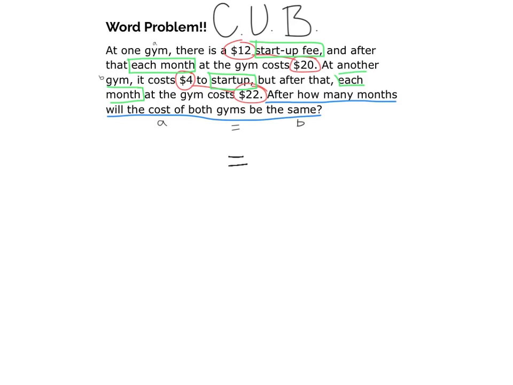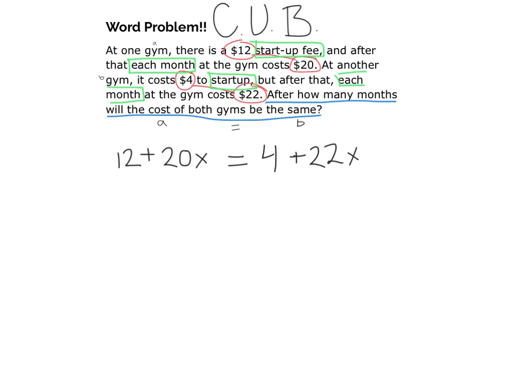And so gym A tells me that there is a $12 setup fee. And after that, it's going to cost me $20 each month. Now, looking at gym B, it only costs me $4 to start up, but it costs me a whole $22 every month after that.